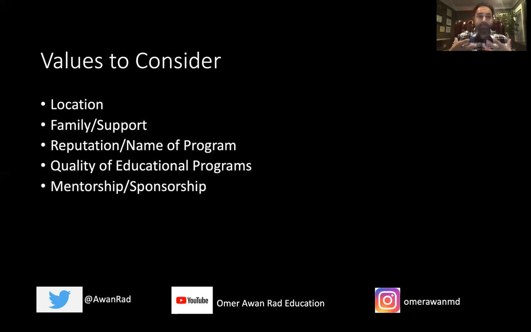The idea of mentorship and sponsorship, having certain faculty or other peers in a program that are really going to highlight your career and take your career to a different level that wouldn't be possible if they weren't there. So that's also very important. There are tons of programs that have great mentors, great sponsors that really will go above and beyond for you. And that becomes a very important factor in considering a rank order list.